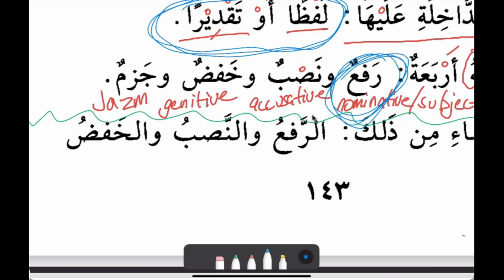And jazm is just for verbs. I don't believe that it actually occurs in English. So that's why I didn't translate it. But some people have translated it. Inshallah, we're going to look at the Hamza Yusuf translation and see what's there.